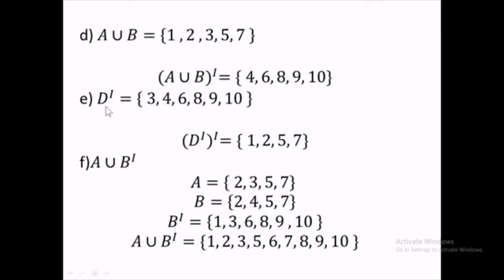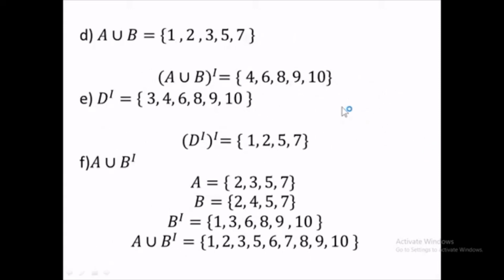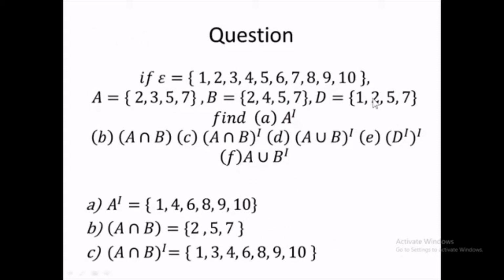Then D complement. If you want to find D complement, find the complement, then complement it again. This is set D: 1, 2, 5, 7. Complement it by finding the elements that are in the inverse set but not in set D. That gives us D complement as 3, 4, 6, 8, 9, 10. Then complement again: the elements in the inverse set but not in this set are 2, 5, 7. That means D complement of the complement is the same thing as set D. The elements here are also the elements in D, so they mean the same thing.